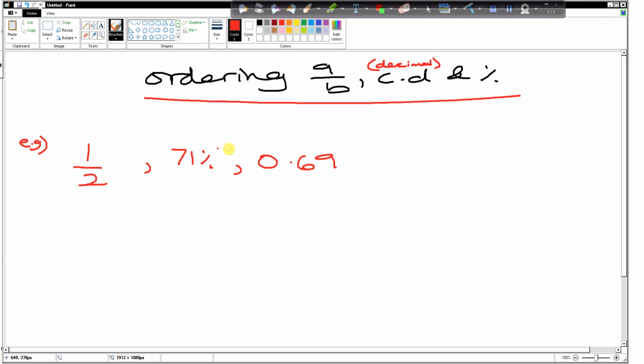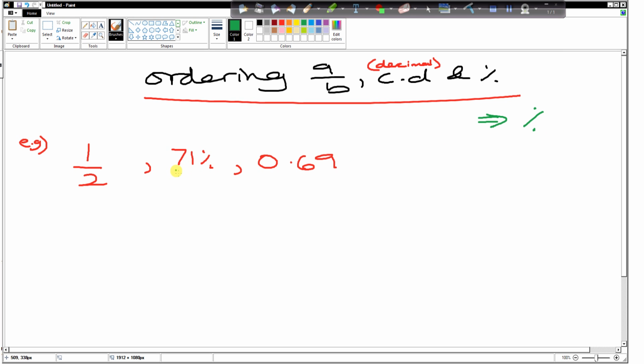Now, in order for us to order these varying mathematical numbers, we have a percentage, a fraction, and a decimal. What we need to do is convert them all into the same thing. So we're going to change everything into a what? A percentage. And then we'll be able to compare them and it'll give us the answer.